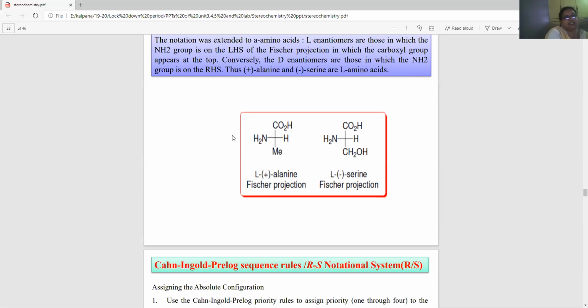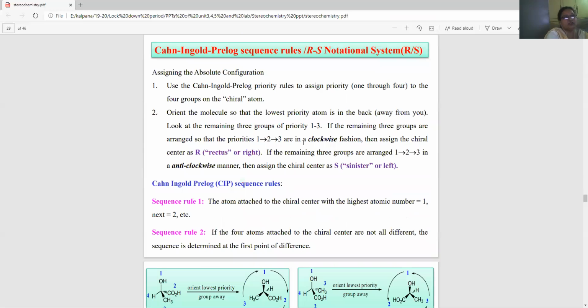Next we have the Cahn-Ingold-Prelog sequence rules, or the RS notational system, for assigning absolute configuration. So relative configuration is done. Now we are going for absolute configuration.